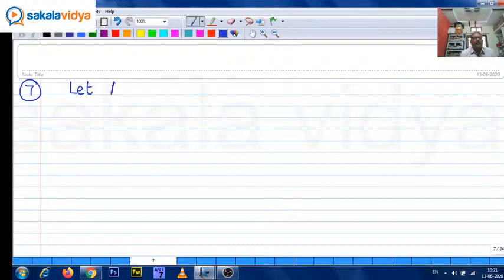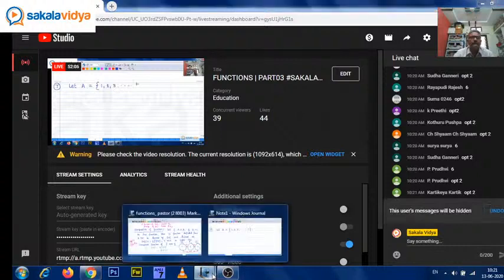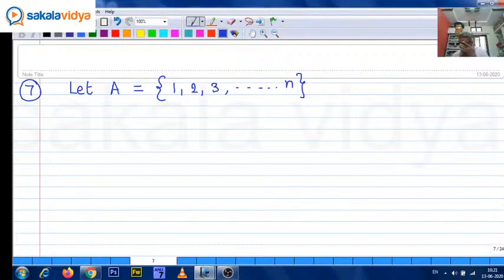Let A equal 1, 2, 3, and so on up to n. That means set of natural numbers. A is equal to 1, 2, 3 and so on up to n, and B equals a, b, c.